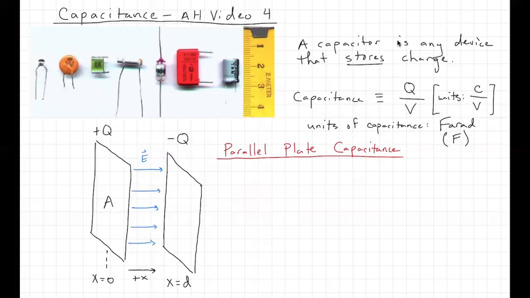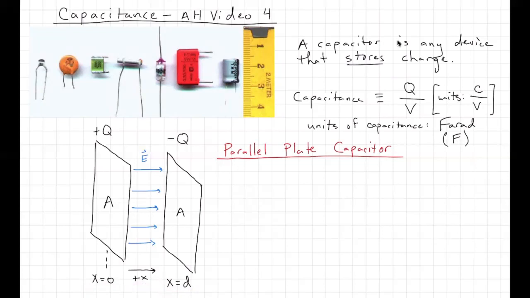Oop, I meant to write capacitor instead of capacitance here. Let me do that. Parallel plate capacitor. Each plate has the same area. They're flat plates, and they both have area A. They're held some distance d apart. I've established a coordinate system here because it will be useful in a second. The left plate is at x equals 0, the right plate is at x equals d, and the positive x direction goes from the left plate to the right plate.